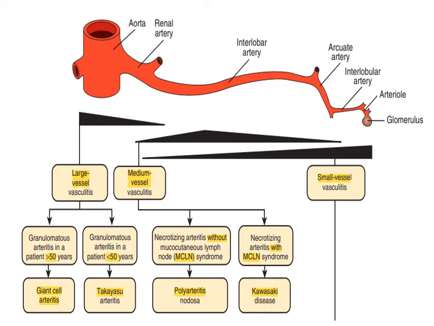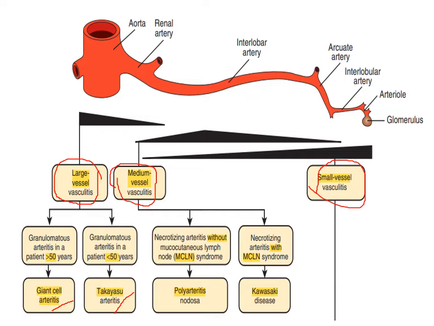This is the classification. First of all, they are divided into large vessel vasculitis, medium-sized, or small vessel, which is our main topic, because small vessel vasculitis is the main type of vasculitis affecting the kidney. Large vessel vasculitis, the two most important examples are giant cell arteritis and Takayasu arteritis, and we will discuss them at the end of this lecture, inshallah.